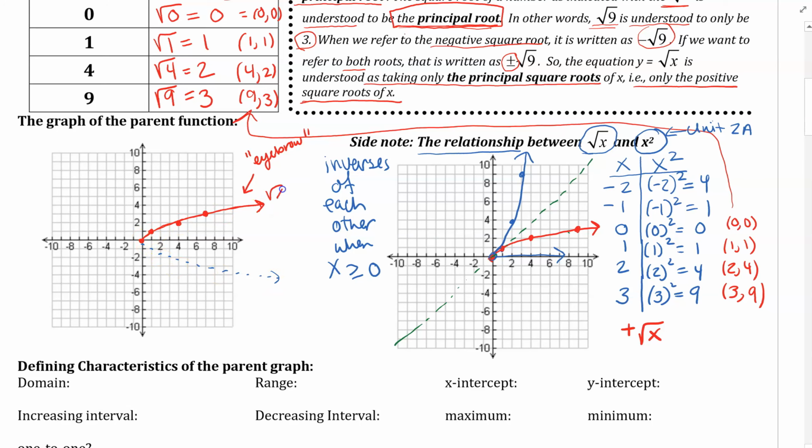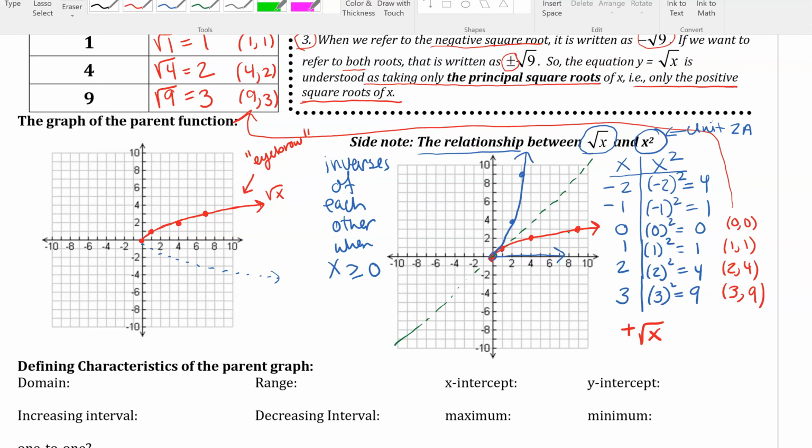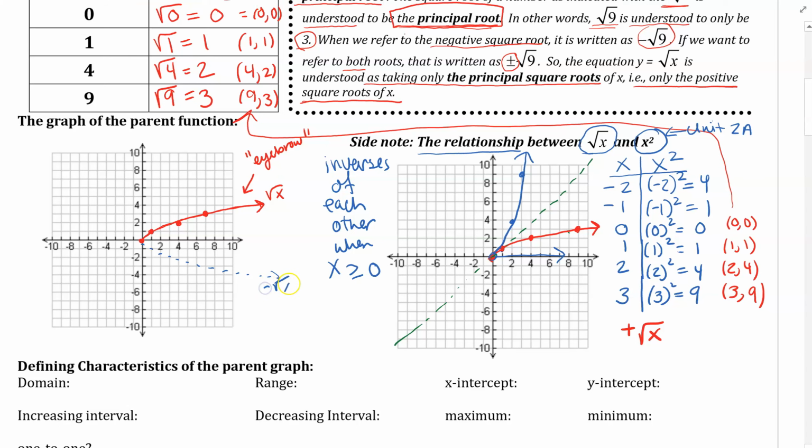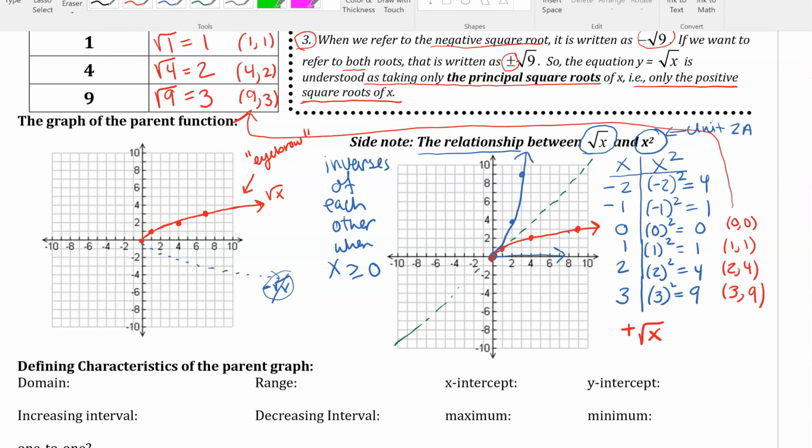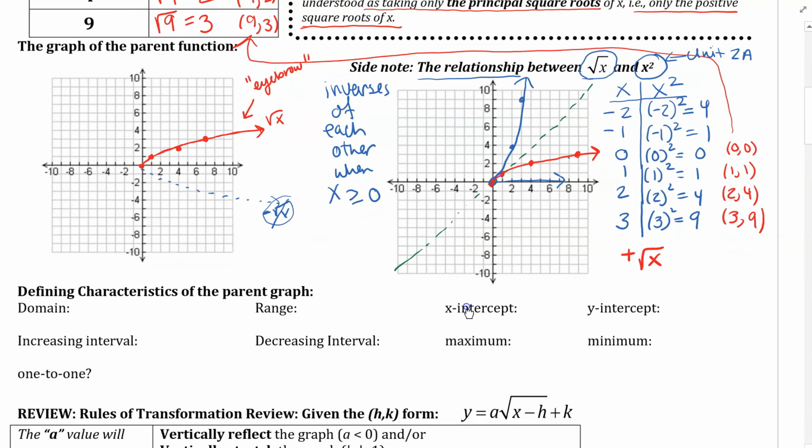It's the positive square root, not the negative square root. That's what the bottom half would have been, by the way. Bottom half would have been the negative square root. So we just take away the negative part and only use the positive part, and it makes a graph that looks like an eyebrow. So for the characteristics, let's go down to that now.